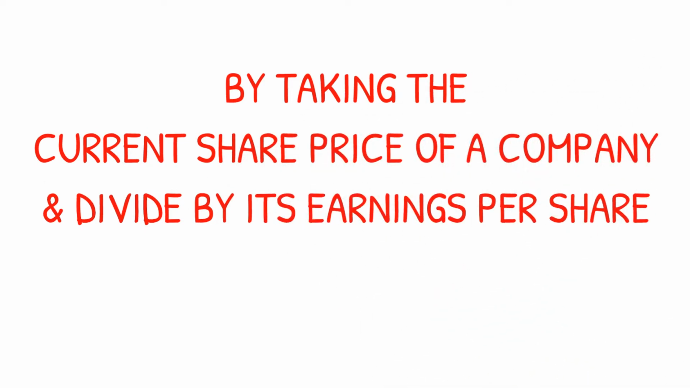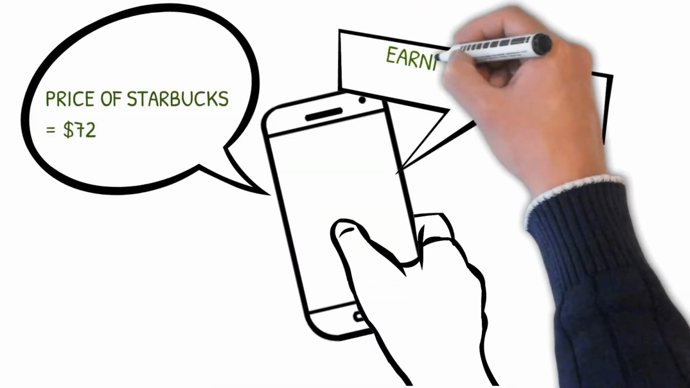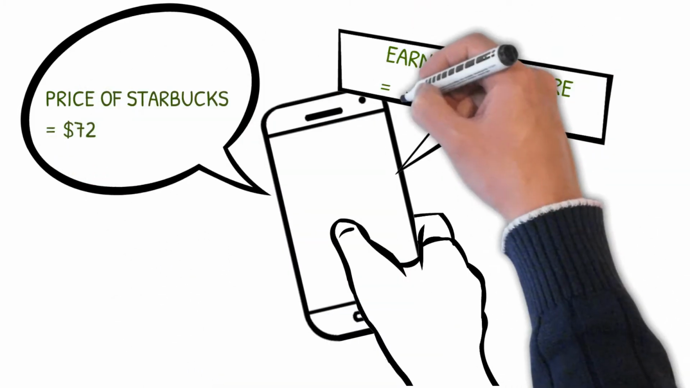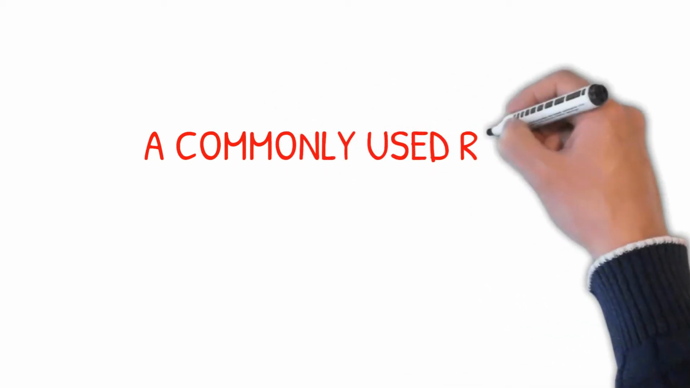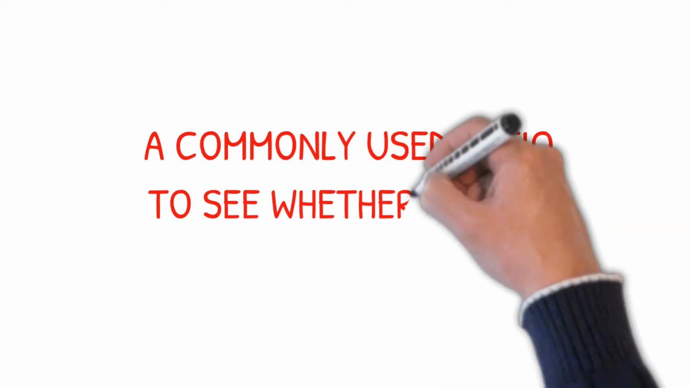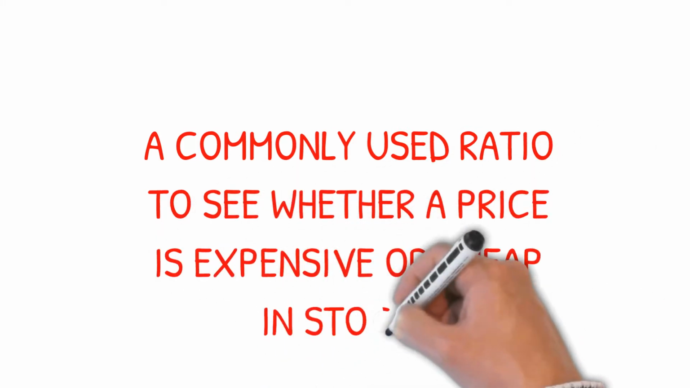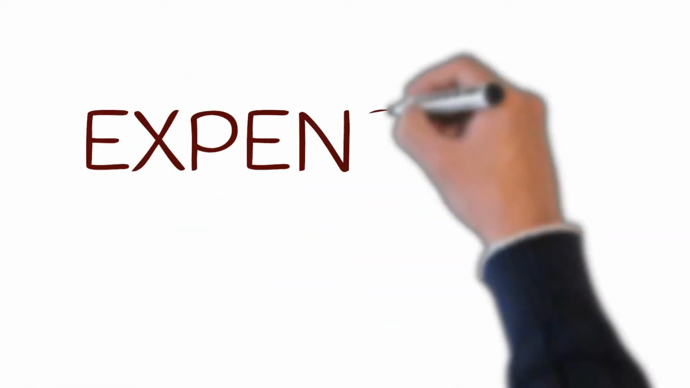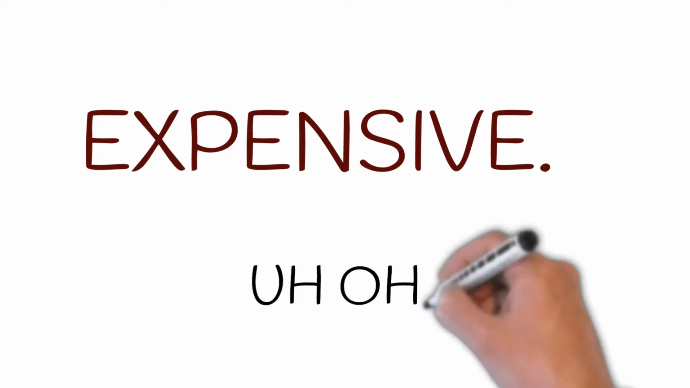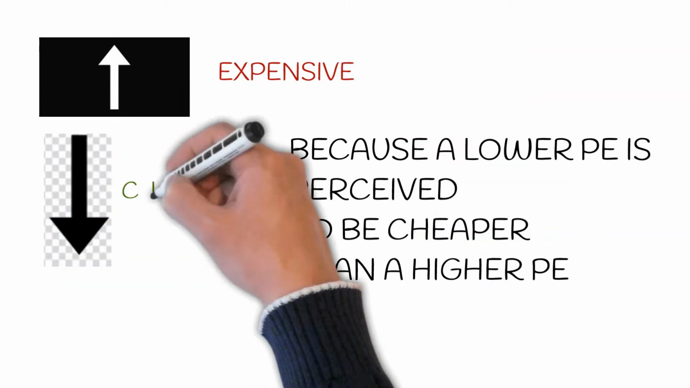For example, Starbucks' price is currently at $72 and its earnings per share is $3. The PE will be 24. The question is, why is PE so commonly used in investing? Well, that's because it is often used to determine at first hand whether a stock is selling cheap or expensive before investors decide on whether to own the stock, because a lower PE of a stock is perceived to be cheaper than a higher PE.